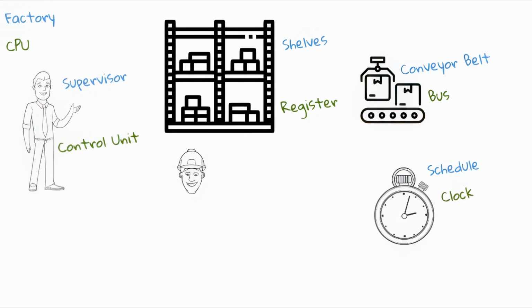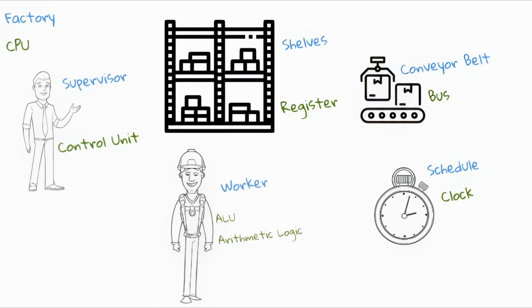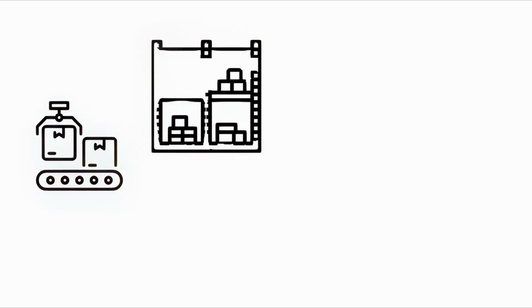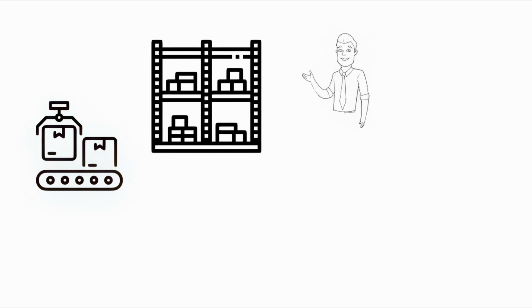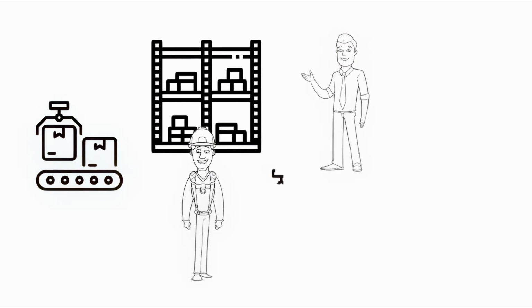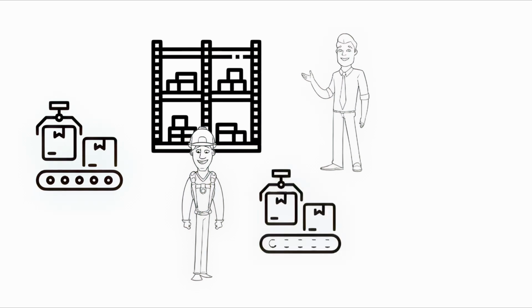Now we come to the worker, the beating heart of the factory. In a CPU core, the worker is called an ALU, Arithmetic Logic Unit. Let's see how the factory functions. Materials are brought in on conveyor belts and temporarily stored on shelves. The supervisor tells the worker what is needed to be done with the shelved materials. The worker performs the work and returns the finished product on the conveyor belt. All this work is done on time by following a schedule.